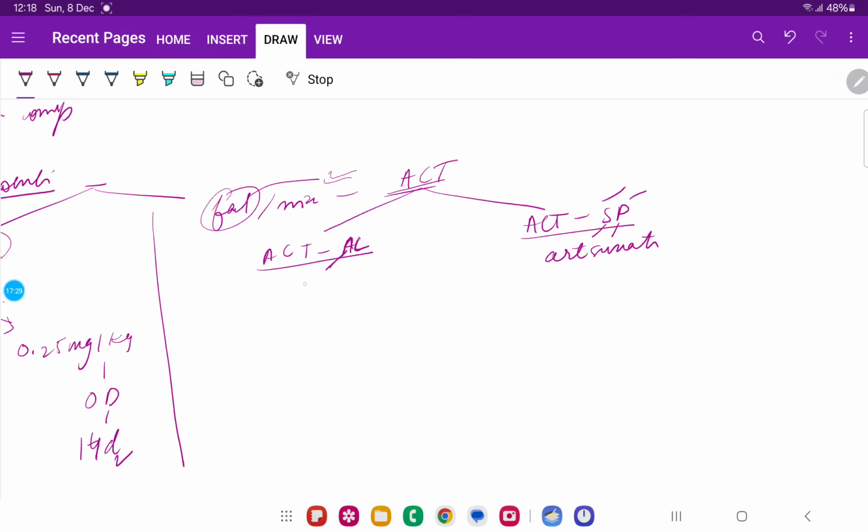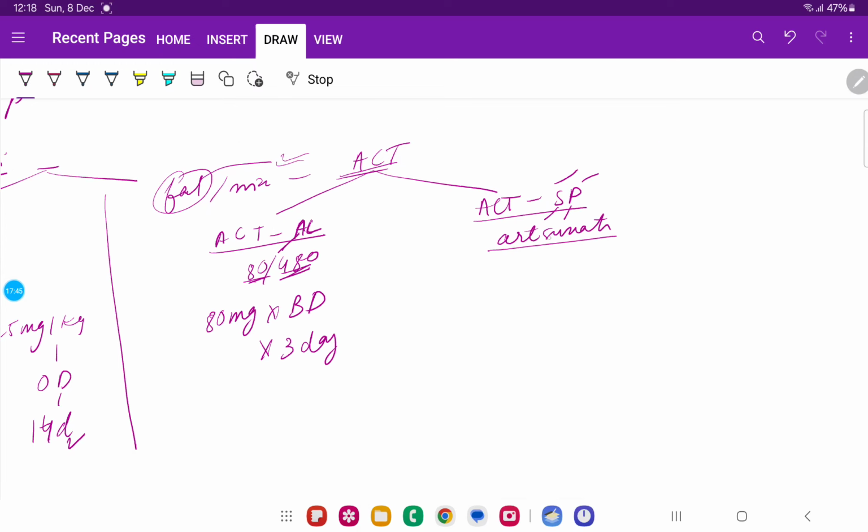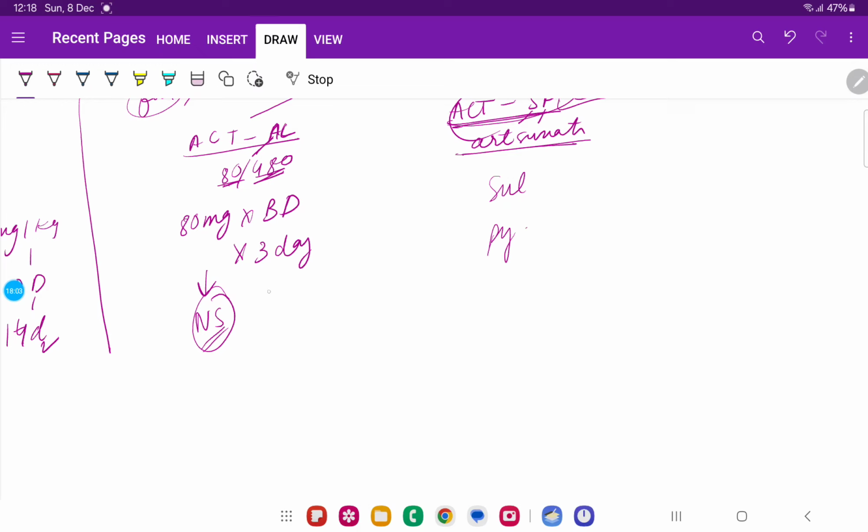The AL regimen is famously called 80 by 480. So we give 80 mg BD for 3 days, which comes out to be total 480 mg. Artesunate plus SP is given in the northeast states. AL is given everywhere other than the northeast states in India. So artesunate is given, sulfadoxine is given, pyrimethamine is given, and in both the regimens we give primaquine.